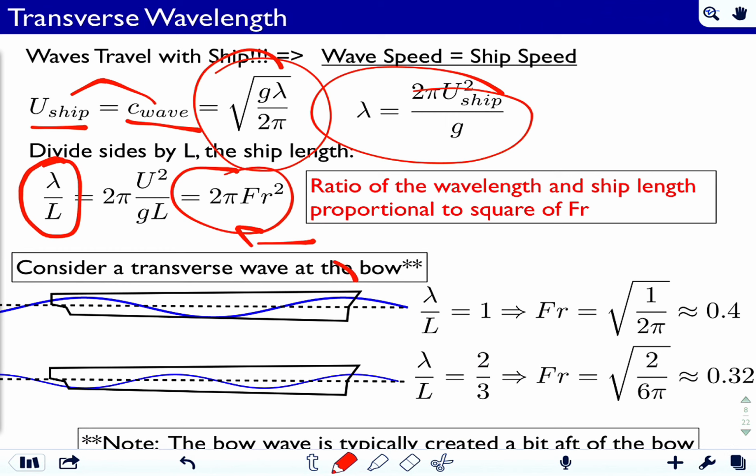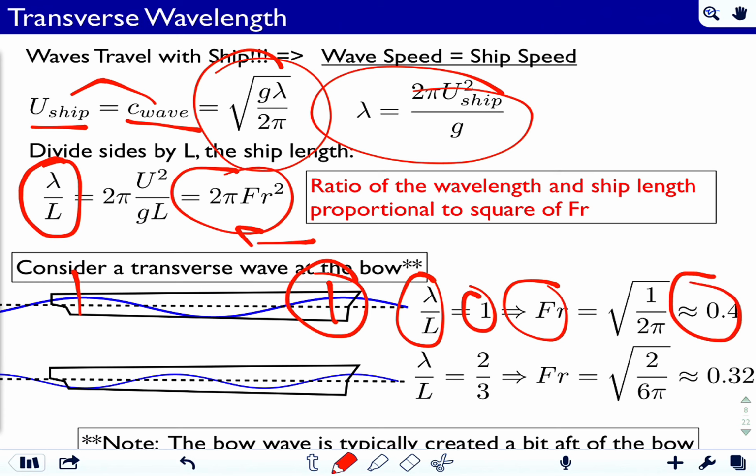If we think about a wave that's generated at the bow, and the bow is a pressure source, it's going to generate a positive wave train that will extend sternward from the bow. The length of that wave from crest to crest, relative to the boat length, is going to be established purely by the Froude number. So if we want λ/L to be 1, which it is in this drawing roughly, the wavelength is the same as the boat length, just about. We can solve for the Froude number. That's that magical Froude number, about 0.4.